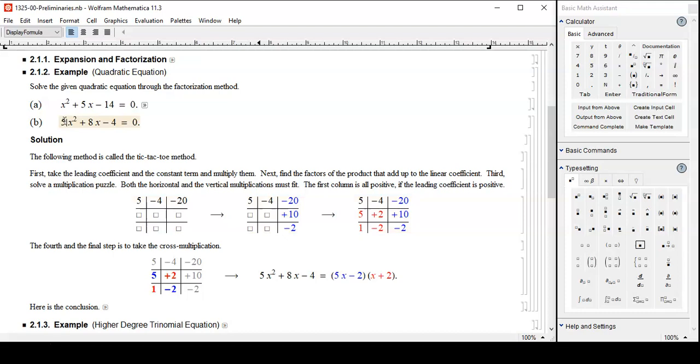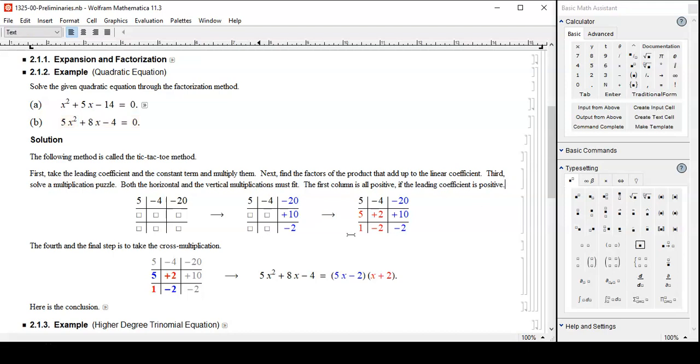Begin with multiplying the first and last numbers. 5 times -4 is -20. And then factors of -20 that add up to the middle number. In this case, positive 10 times -2 will do. Remember, this is multiplication, and they add up to this.